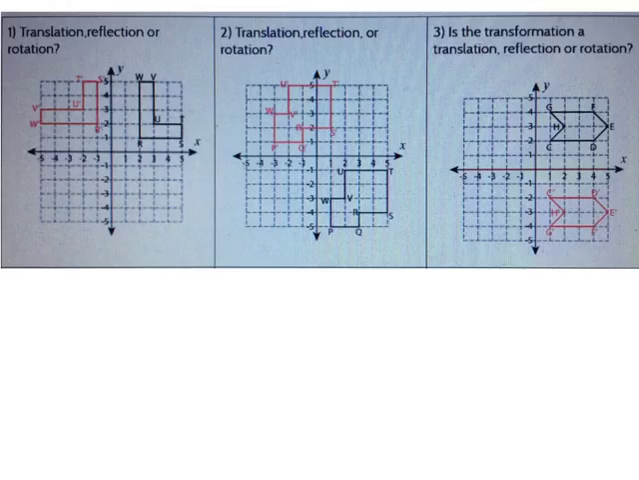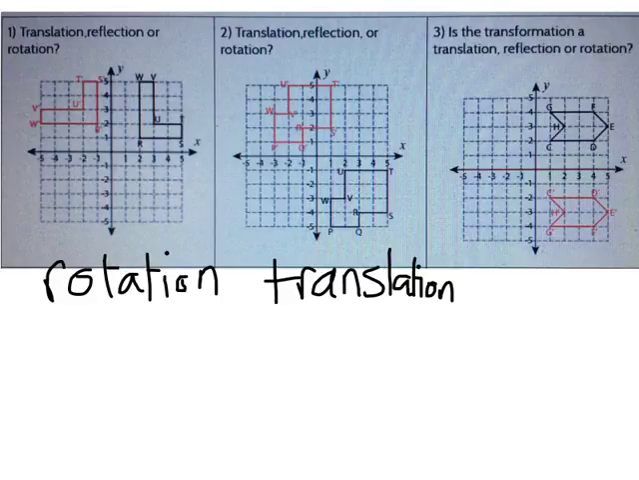Let's get started. Look at shape number 1. Does that show a translation, reflection, or rotation? Shape number 1 shows a rotation 90 degrees counterclockwise. Let's look at shape number 2. Does that show a translation, reflection, or rotation? Shape number 2 shows a translation. It's still pointing in the same direction.